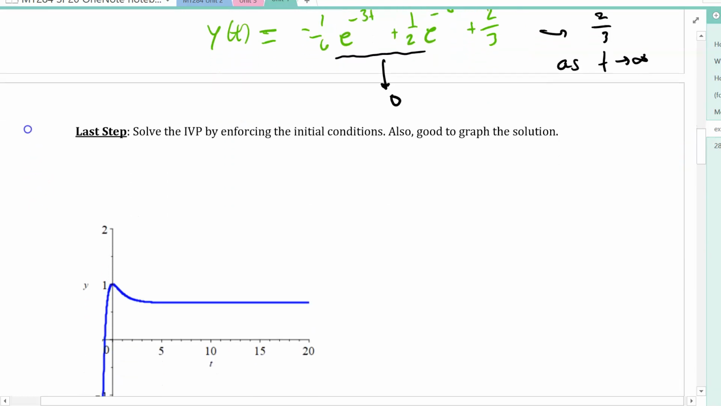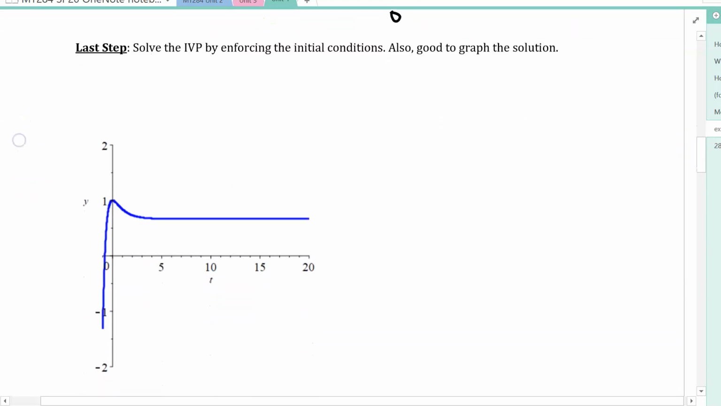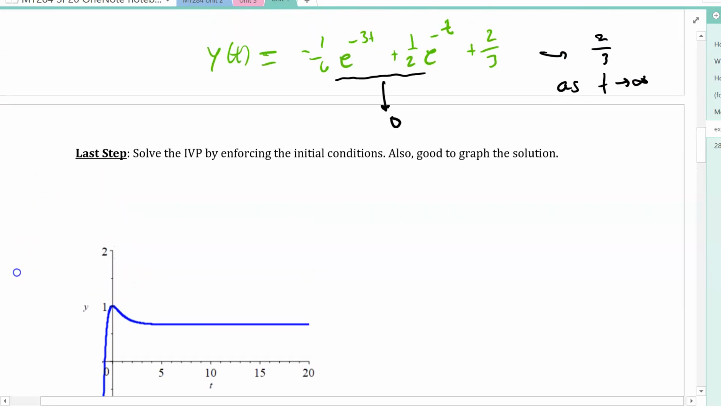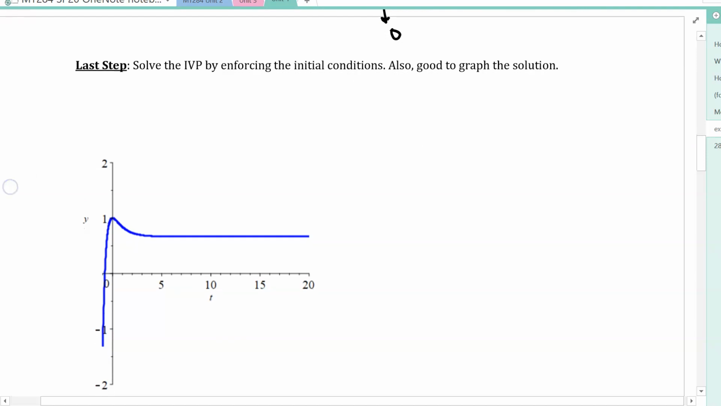I've got a graph of this which I created in Maple below here, and we can see that the exponentially decaying functions that we have at the beginning damp out and it levels out. In this case, it's going to level out to 2/3 because our particular solution was, keep in mind, y sub p came out to a constant function. So it's going to approach that constant function as t gets larger and larger.